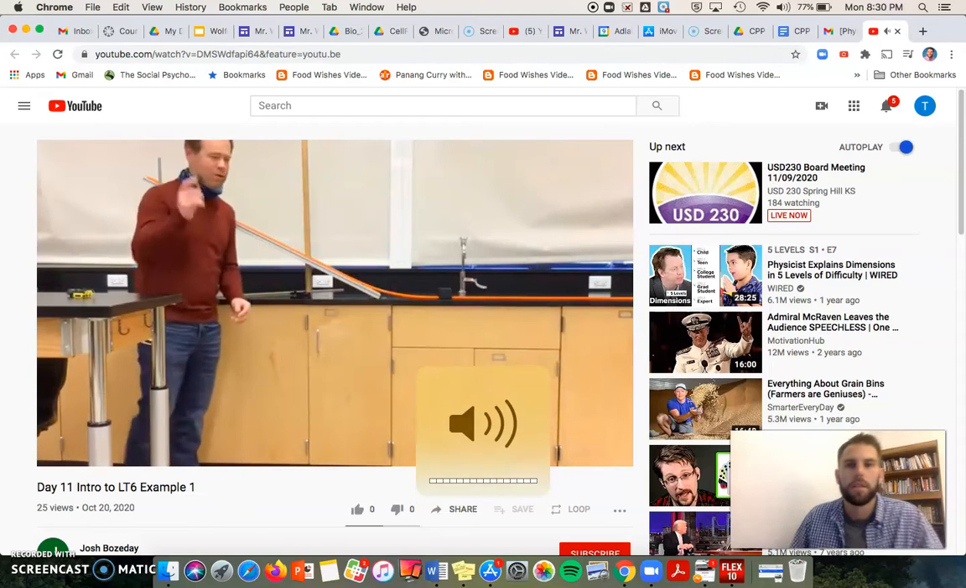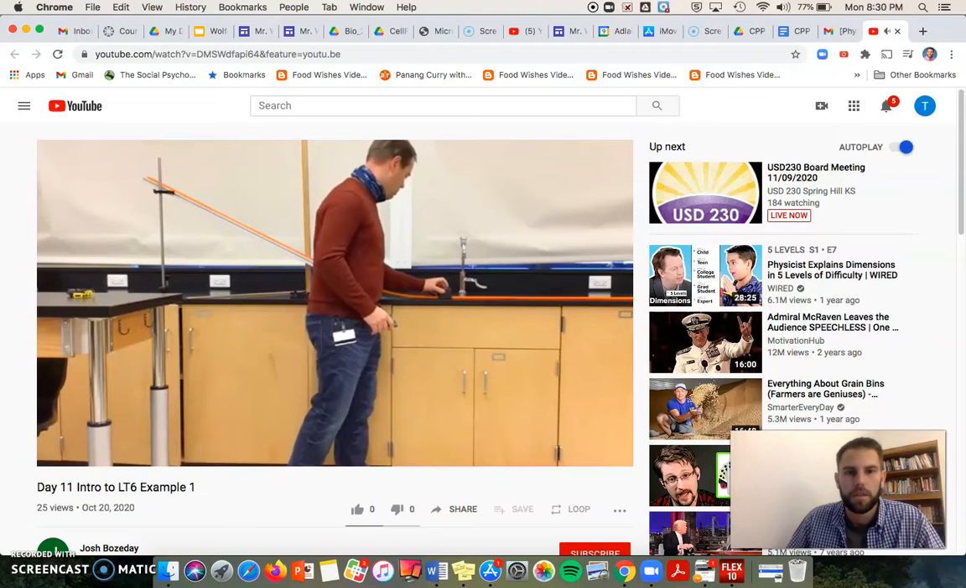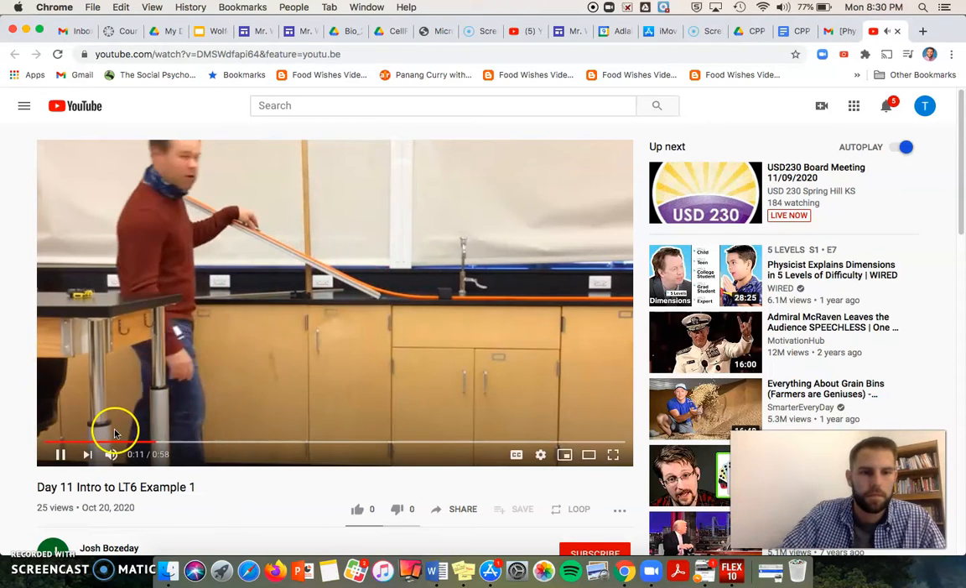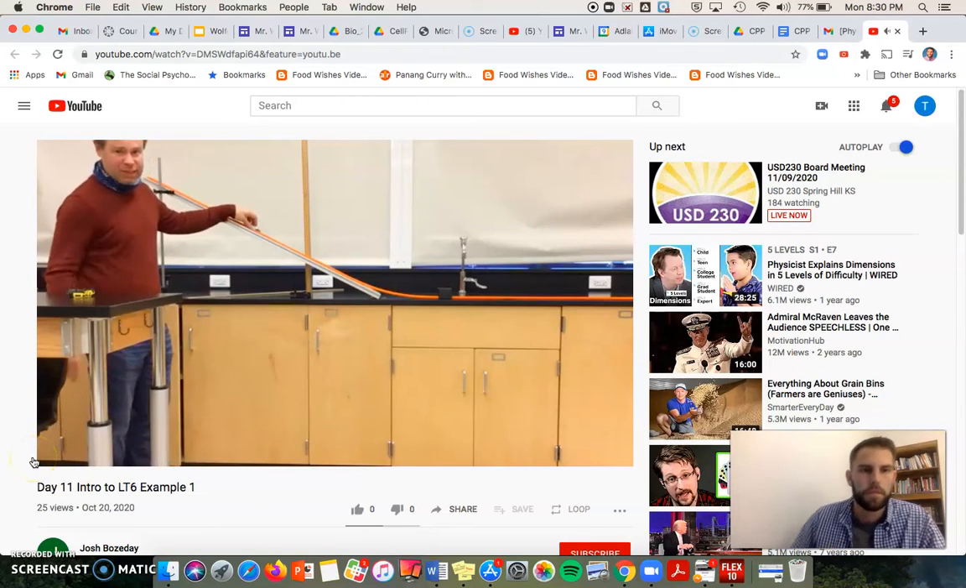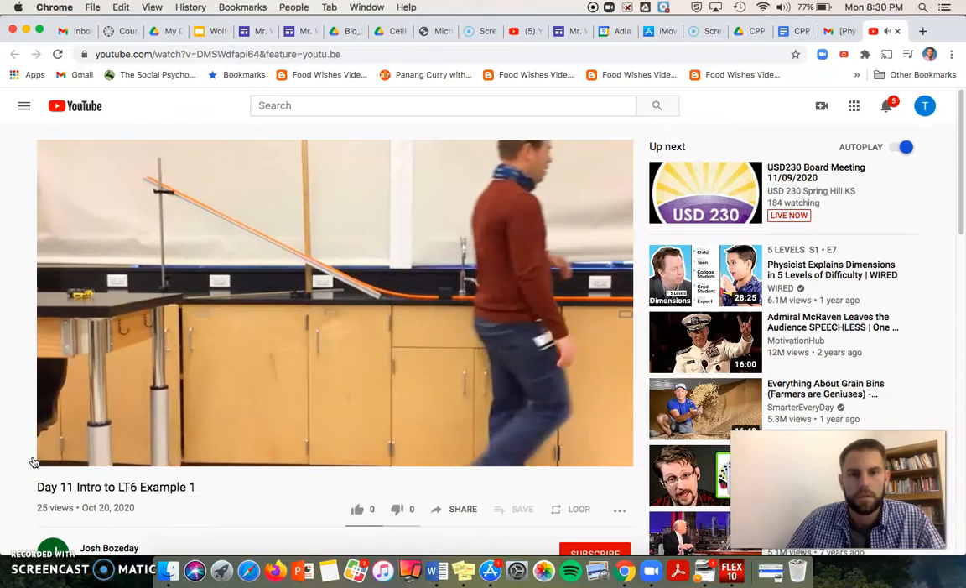This time, we're going to take this car and release it from a certain height. Let's say right here, this height right here, okay? And we're going to measure the velocity at the bottom. Ready, set, go. There we go.